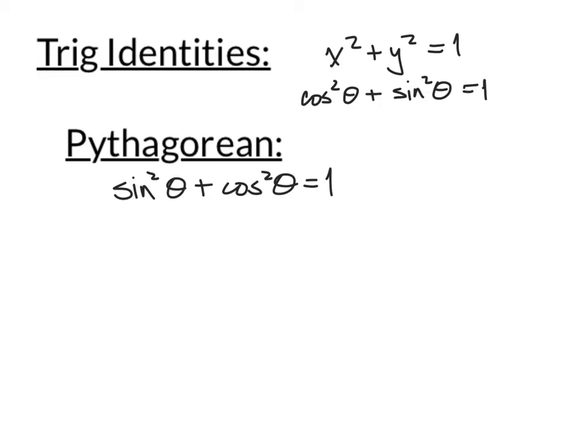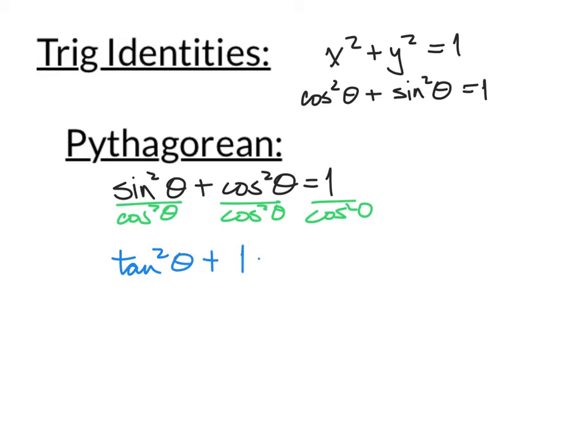Now, we can also combine this with our reciprocal identities to come up with a couple more. For instance, we can take each side and divide it by cosine squared, which would, in essence, take each term and divide it by cosine squared. What that does for us is that we'll have sine squared divided by cosine squared. Sine divided by cosine was tangent, so we have tangent squared. Cosine divided by cosine is 1, and the reciprocal of cosine is secant, so we'll have secant squared over here.